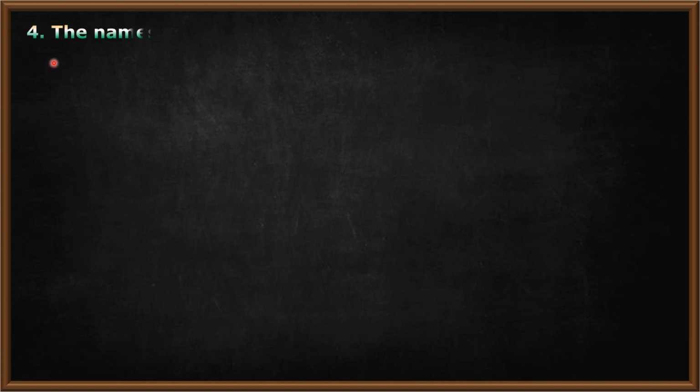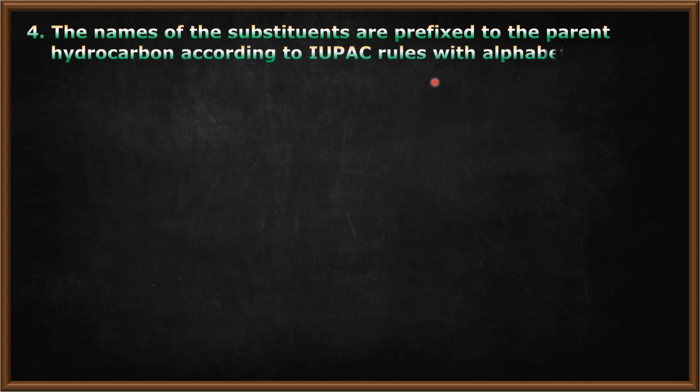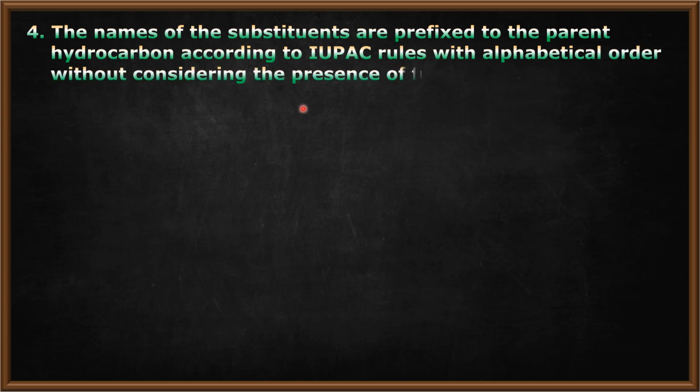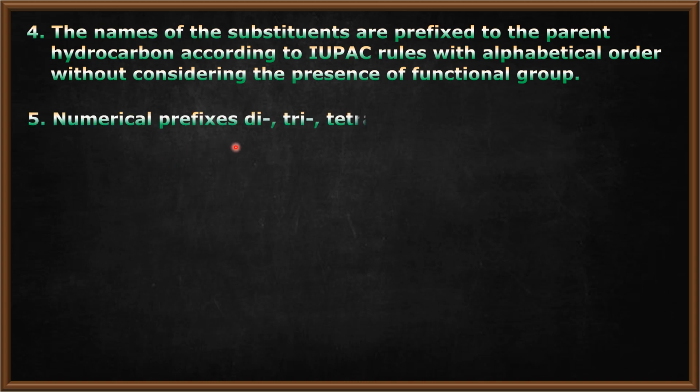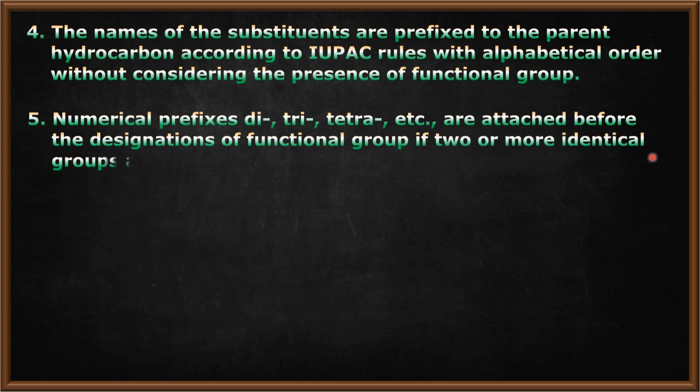And the fourth rule you can see here: the names of the substituents are prefixed to the parent hydrocarbon according to IUPAC rules, in alphabetical order, without considering the presence of functional group. And the next one: numerical prefixes di, tri, tetra, etc. are attached before the designations of functional group if two or more identical groups are present.